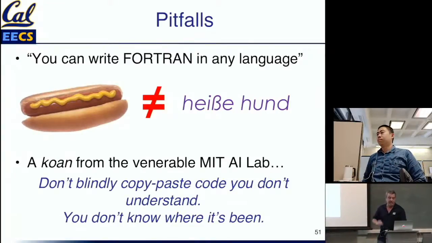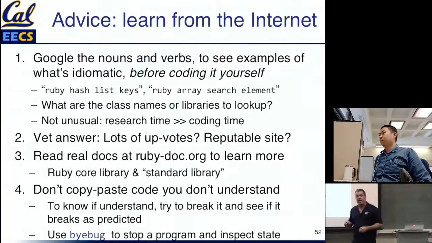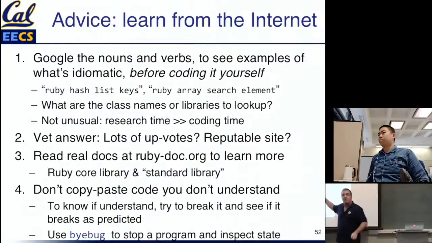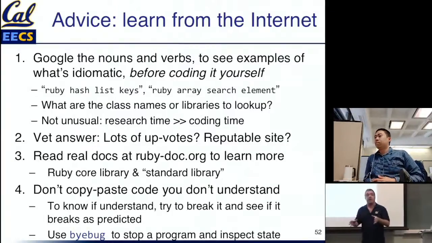Okay? Last slide. Advice. We're going to help you learn from the internet. The internet is awesome. I could never have learned Ruby or any other language without Stack Overflow. But Google it first, all right? Find the nouns and verbs of the sentence. If you're asking your buddy, hey, how do you get the keys out of a hash in Ruby? Well, if you type in just the nouns and verbs, you'll probably get pointers to the top 3 or 4 Stack Overflow questions. It is not unusual to spend way more time looking up stuff and finding good examples of how to do it as the amount of time you spend actually writing code.